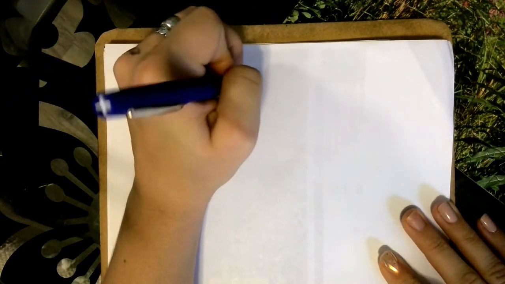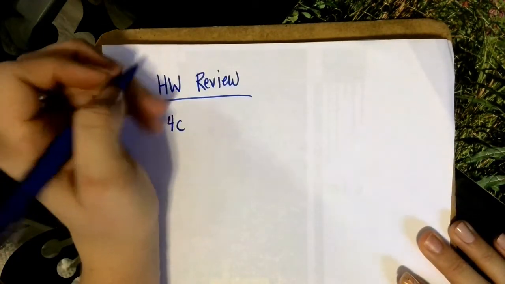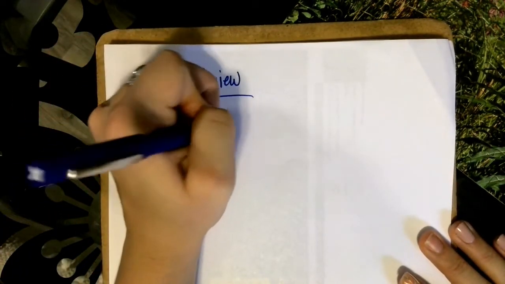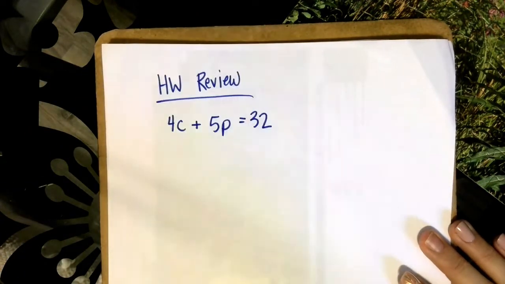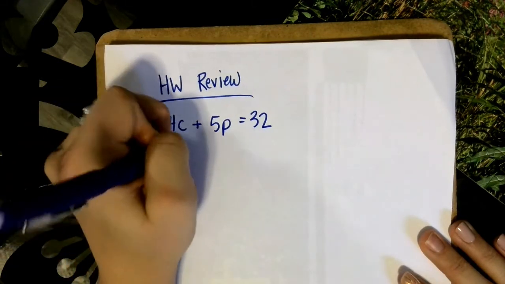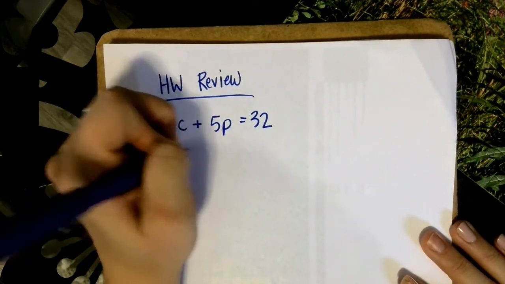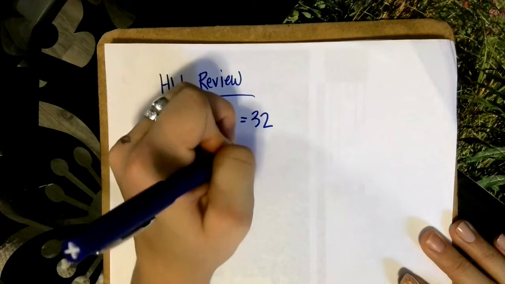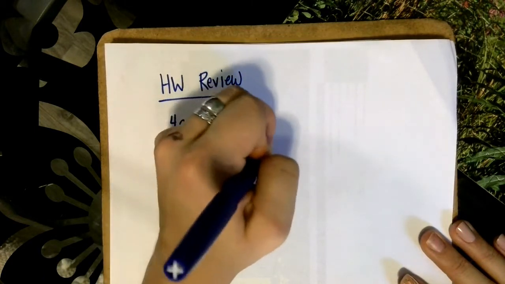So you had another application problem last night for your homework, and I'm going to go over that so you can see if you did it right here. All right, so Gloria is weighing combinations of geometric solids. She found that 4 cylinders and 5 prisms weigh 32 ounces. Okay, and then she found that 1 cylinder and 8 prisms equals 35 ounces.